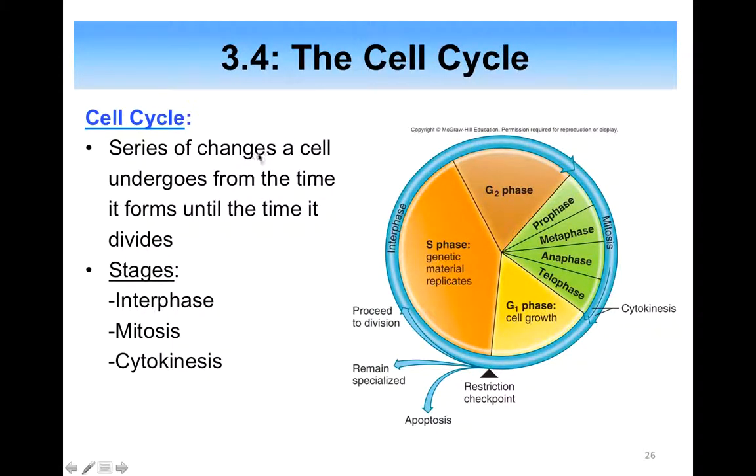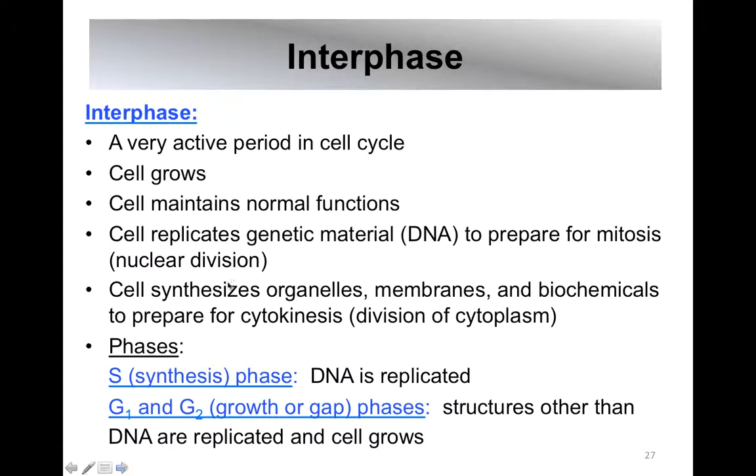Okay, this is the discussion of the cell cycle. Cell cycle is basically the life cycle of the cell. It consists of these two main parts. First one's interphase, and the other one is M phase, and M phase is made up of mitosis and cytokinesis. So let's look at those parts.